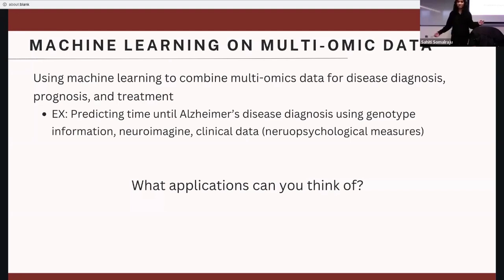So I wanted to open the floor again. Are there any applications that you guys can think of? Finding tumors in imaging data. Okay, yep. Prediction. Any others from this side of the room?